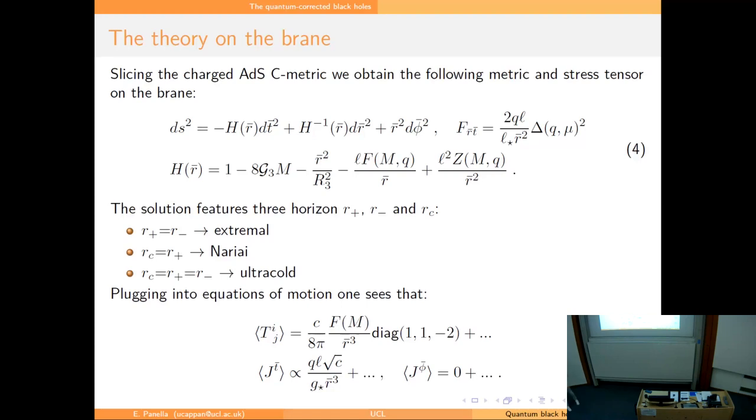Now, we have a solution to the semi-classical Einstein's equation, but we actually don't know what source the semi-classical Einstein's equation has, because we have just read the solution. But we can fix that by just plugging the solution into the equation of motion, expanding the sources in powers of L squared, and doing a matching. And this is what you get.